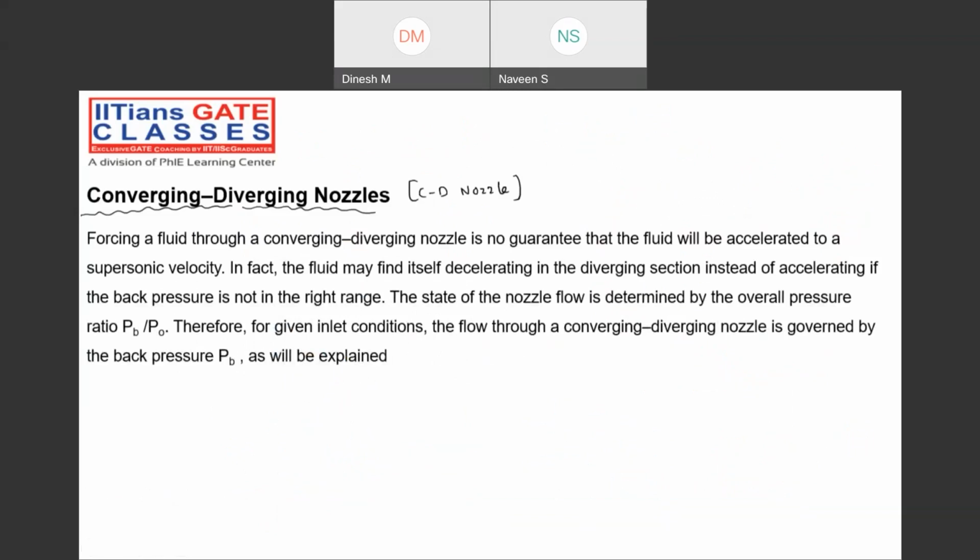Forcing a fluid through the convergent divergent nozzle is no guarantee that the fluid will be accelerated to supersonic velocity. In fact, the fluid may find itself decelerating in a diverging portion instead of accelerating if back pressure is not in the right range. Right? So that's a very, very important thing. The state of the nozzle flow is determined by the overall pressure ratio P_B by P naught. Therefore, for a given inlet condition, the flow through a converging diverging nozzle is governed by the back pressure. That will be explained.